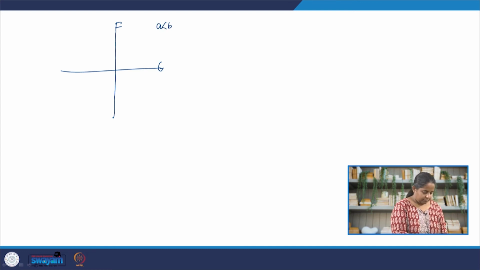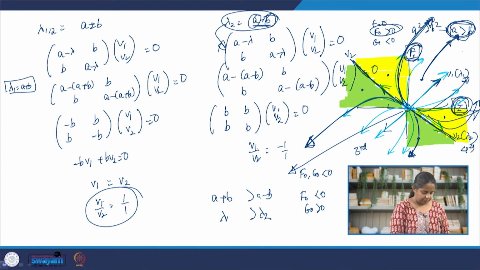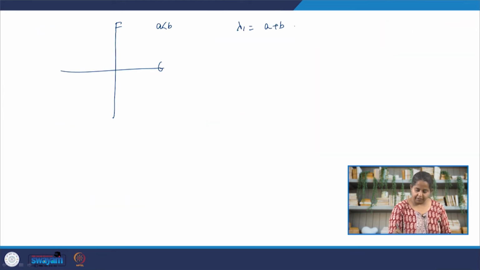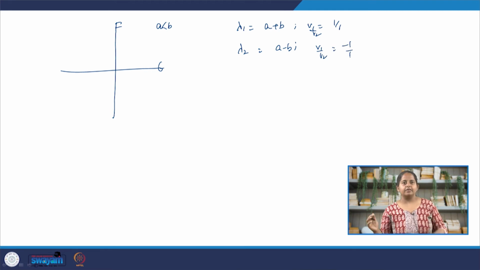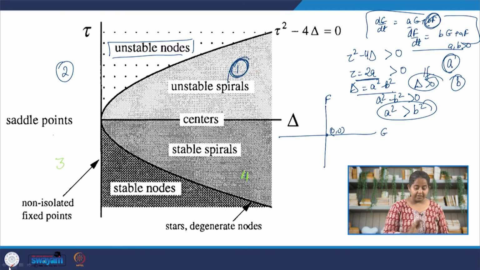So now we are going to draw the phase portrait when A is less than B. Remember our eigenvalues: A plus B and the related vector 1 by 1, and then eigenvalue A minus B and the related vector minus 1 by 1, right? The same thing holds true when A is less than B. However, what is interesting is what happens here.